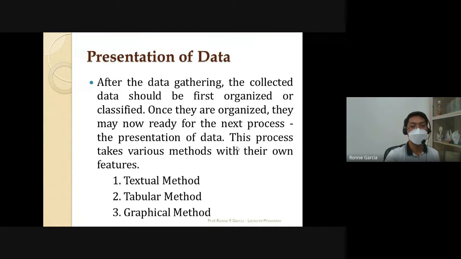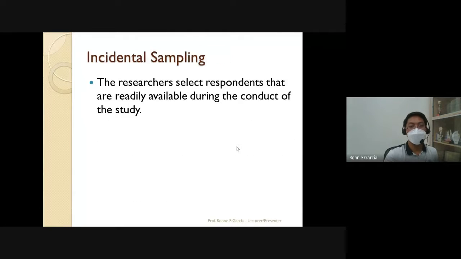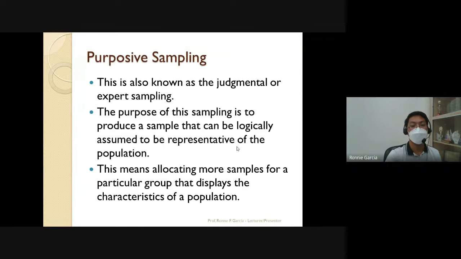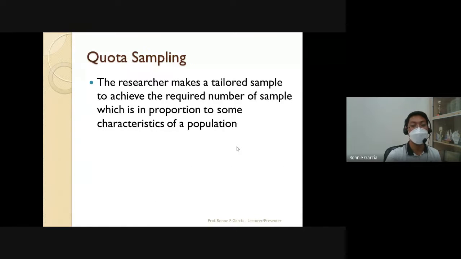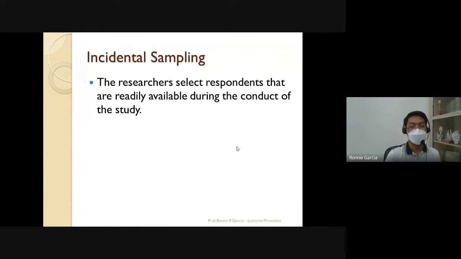Do you get it? Incidental sampling, you have no choice, these are the only people left, they are the only ones ready. So only they answer. Purposive is where you do the choosing. Quota is where you set how many respondents you need to achieve a number. And all of these three are not very much recommended when you are doing research.